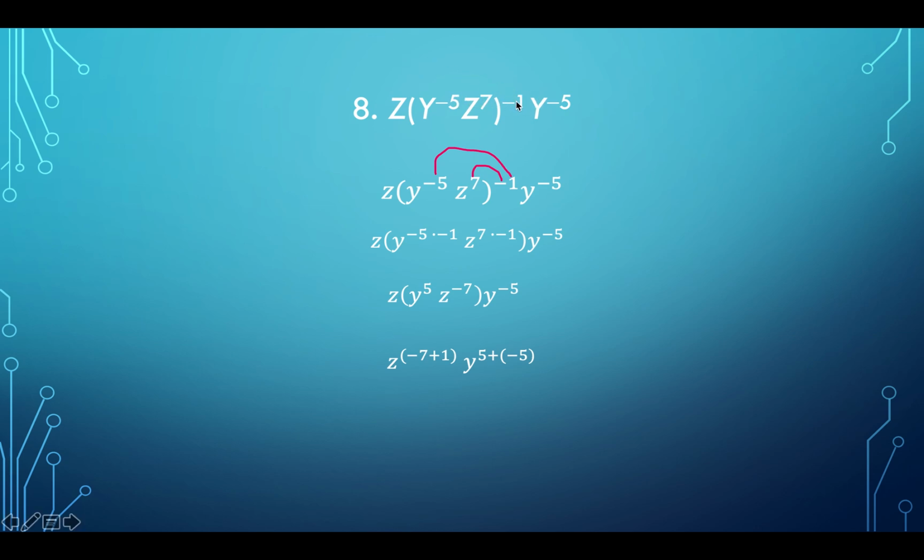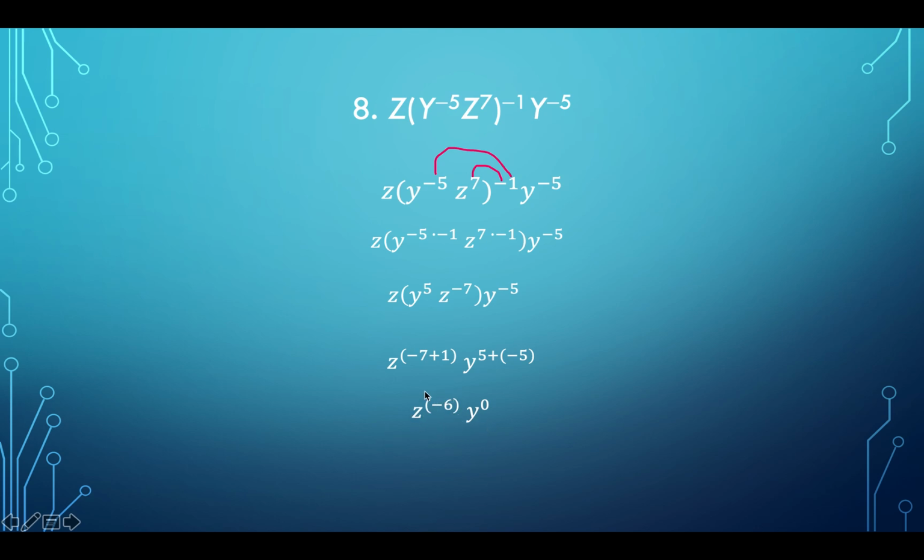Up top, we multiplied the exponents because it was a power to a power. Down here, we're adding because now we're multiplying z times z and y times y. Negative 7 plus 1 gives us negative 6, and 5 plus negative 5 gives us 0. So we're left with z to the negative 6, y to the 0.